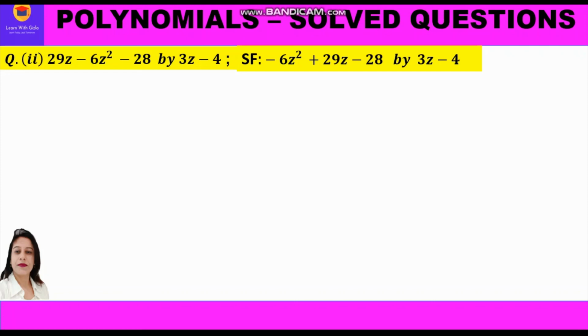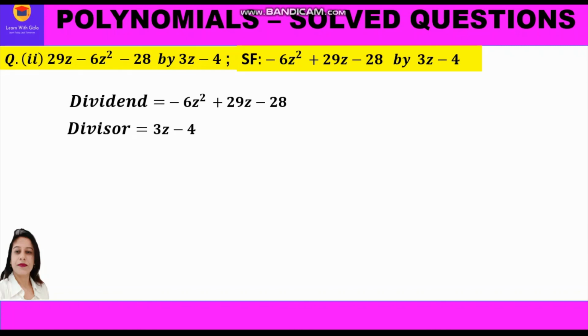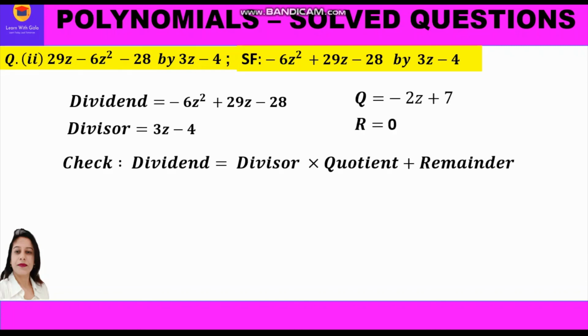Now let's check our answer using the division algorithm, for which we require 4 elements, that is dividend, divisor, quotient and remainder. Now we shall put these values in the equation, that is dividend is equal to divisor into quotient plus remainder. So we shall write minus 6z square plus 29z minus 28 is equal to 3z minus 4 into minus 2z plus 7 plus 0.